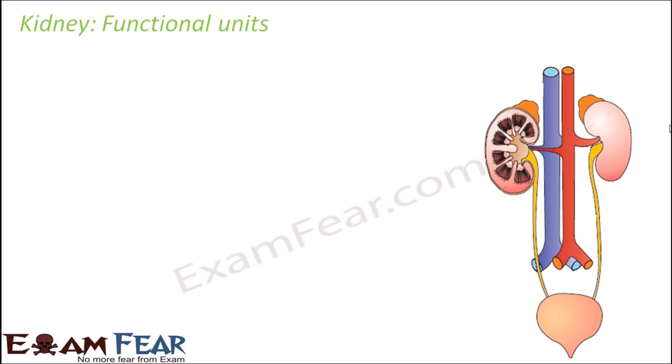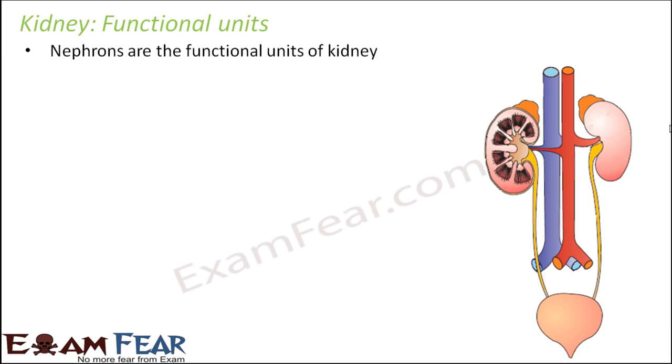Now inside the kidney there are small units which actually perform this main function of the kidney, and they are known as the functional units. So now we will spend some time trying to understand what are these functional units of kidney. Nephrons are the functional units of kidney, so very important, nephrons. Without nephrons, kidneys are nothing. So kidneys will not be able to perform their basic function if nephrons are not there.